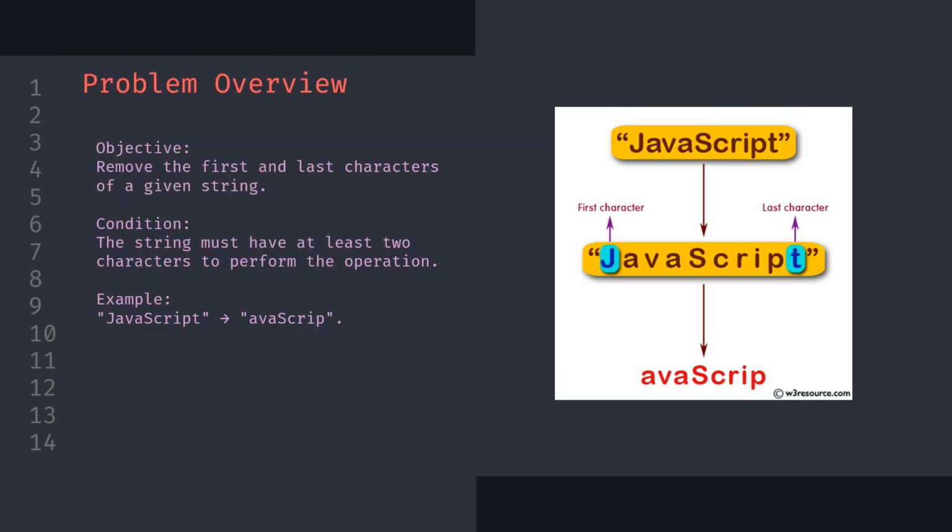Our task is straightforward. We'll take a string and remove its first and last characters. For instance, the string JavaScript will become avaScript. Let's break down how to achieve this step by step.